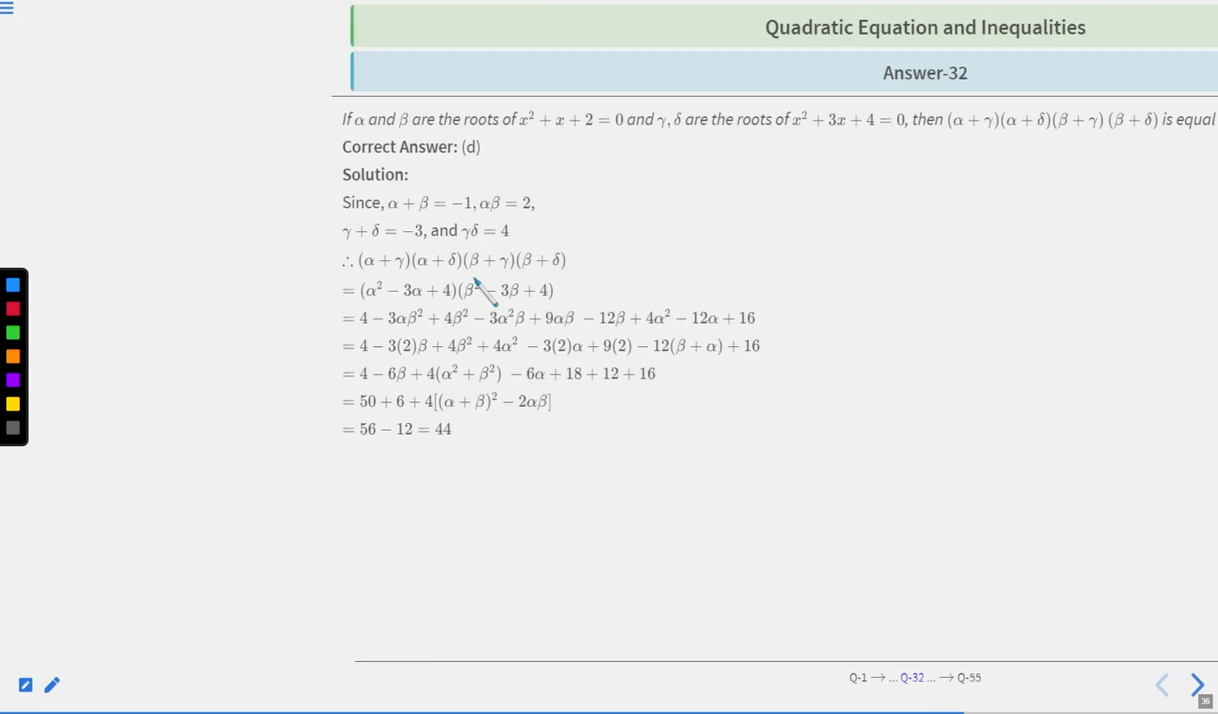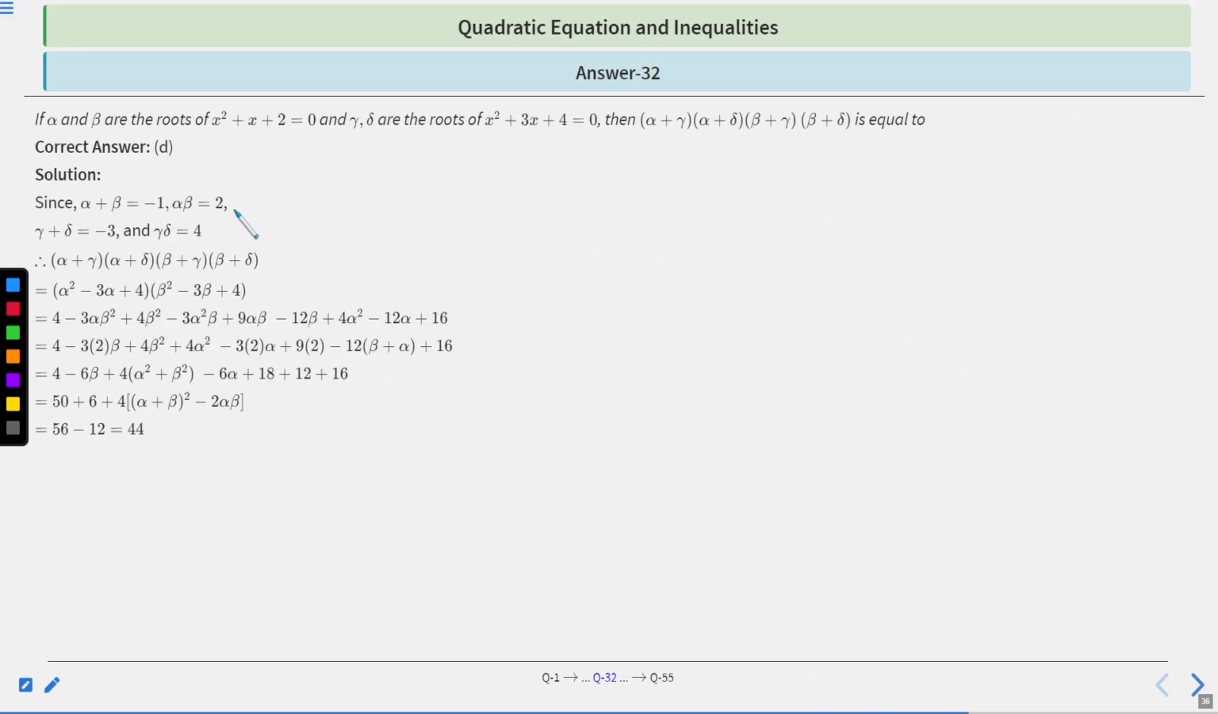Okay, let's discuss the solution. See, we know that alpha plus beta is minus 1 and alpha beta is 2, right? And gamma plus delta is minus 3 and gamma delta is 4. Now, this equation can be solved.